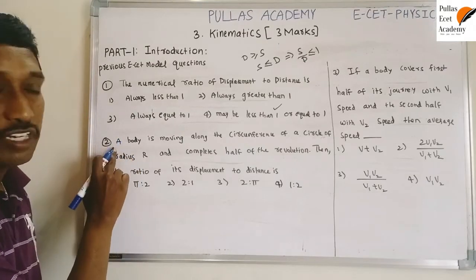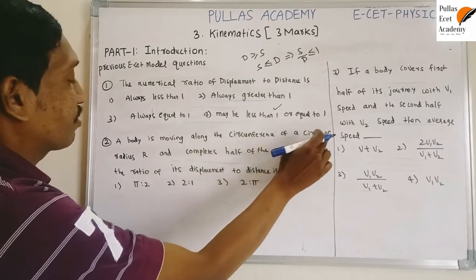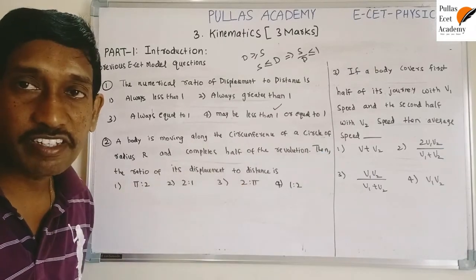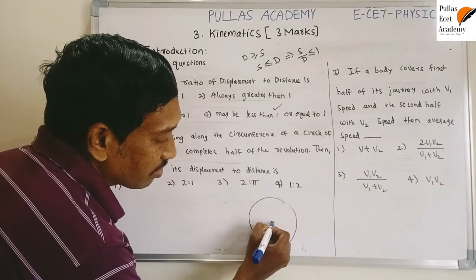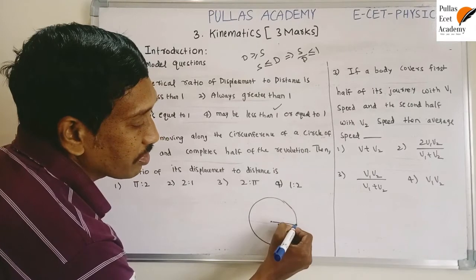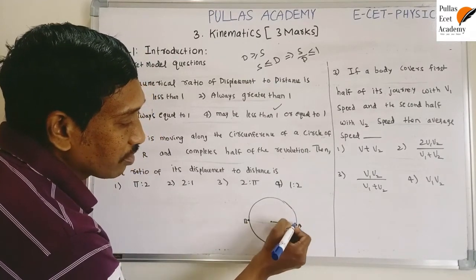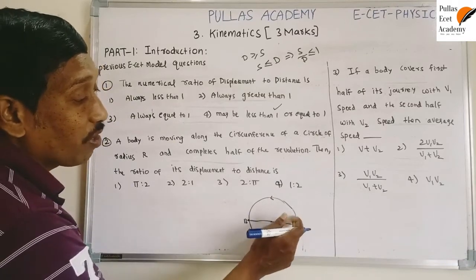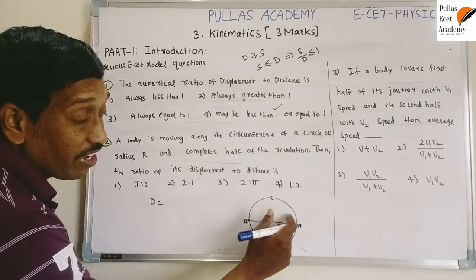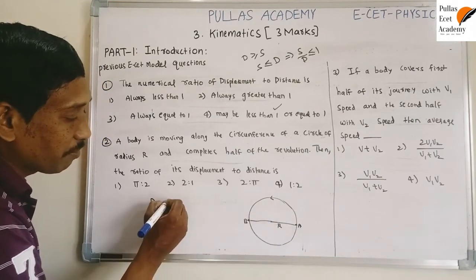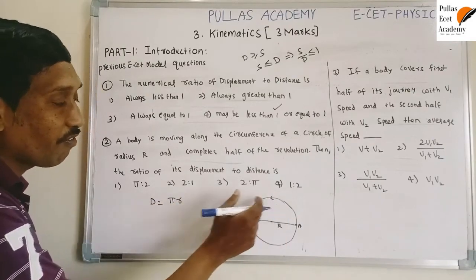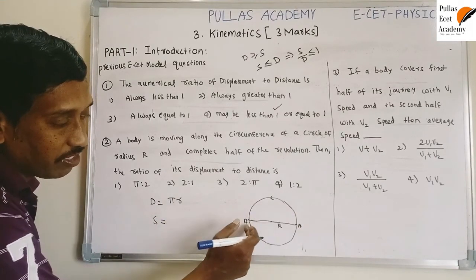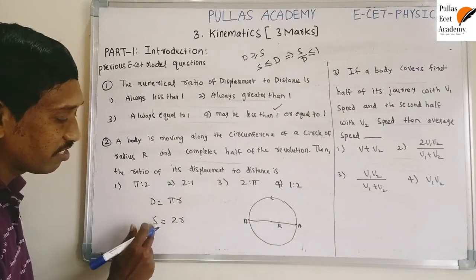Next, one more question. A body is moving along the circumference of a circle of radius r and it completes half of the revolution. Then what is the ratio of its displacement to distance? This is the circumference of a circle with radius r. It completes half of the revolution, meaning suppose it starts from A and reaches point B. This semicircle is considered as half of the revolution. When it completes half of the revolution, what is the distance here? Distance is the circumference of the semicircle, which is pi r. The total circumference of the circle is 2 pi r, and half of the circle is pi r. What is the displacement? The straight line path, which is similar to the diameter. This is the displacement, and this is the distance.